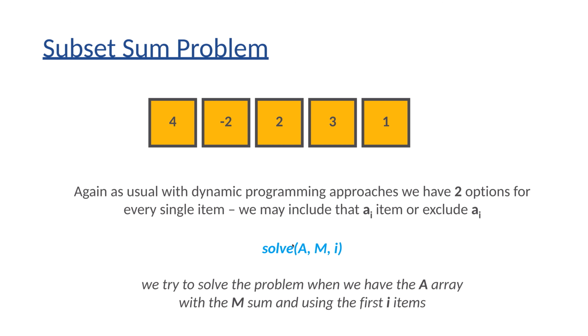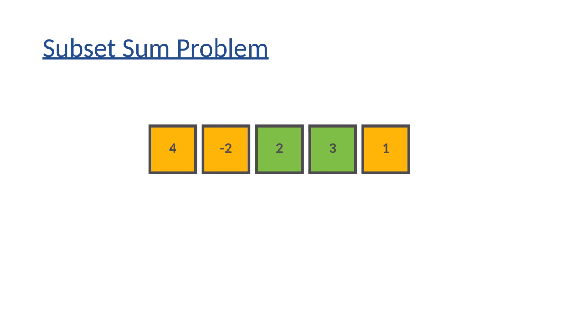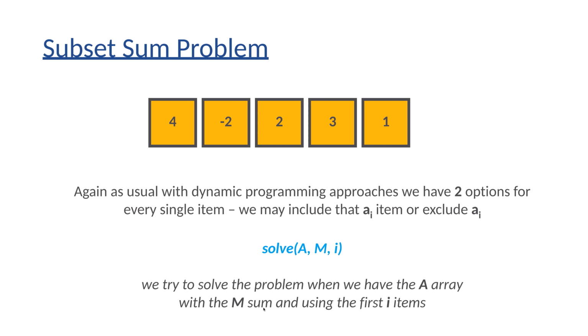So this is why, if we want to solve this problem with recursion, we have a solve function with 3 parameters. A is the underlying array or the data structure containing all the items 4, -2, 2, 3 and 1. We have m, that is the sum basically. So here, for example, m is equal to 5. So we are looking for subsets whose sum is equal to 5. So the capital M is the sum and i is going to represent the first i items we are going to use.